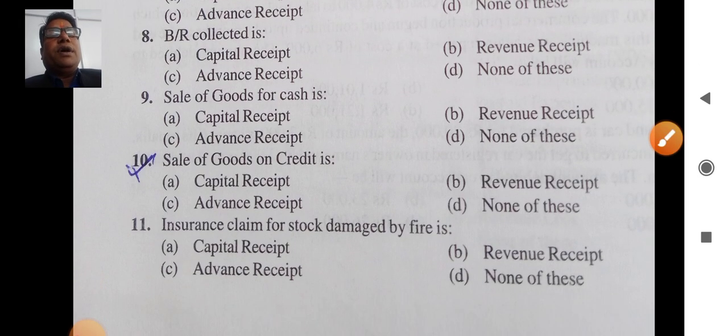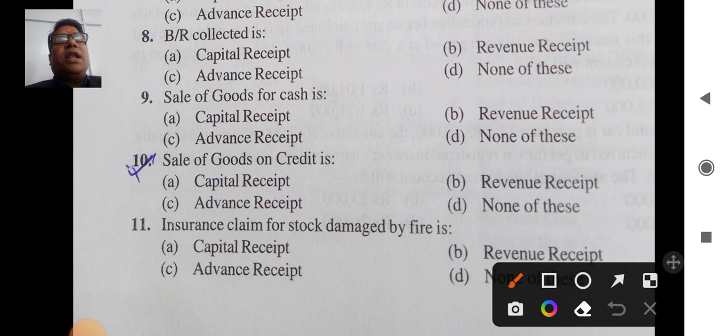Next question number 9 is sale of goods for cash. Sale of goods for cash is also considered as a revenue receipt because goods are considered with revenue. Purchase and sale both are considered as revenue, right? So that will be revenue receipts. Same as sales will be revenue receipts and purchase will be revenue expense.